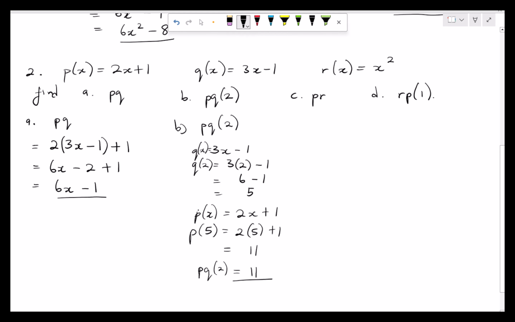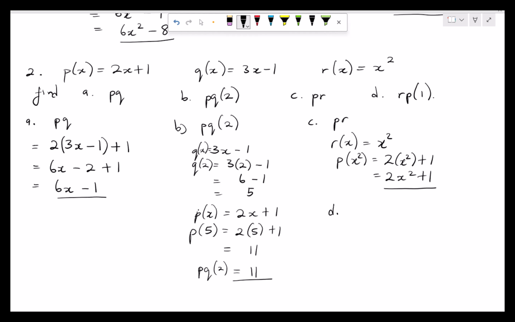And then moving on to part C, we have PR. We're given our R of x as x squared. So now we want to find our P of x squared. We're going to get 2x squared plus 1. That is our answer for part C.